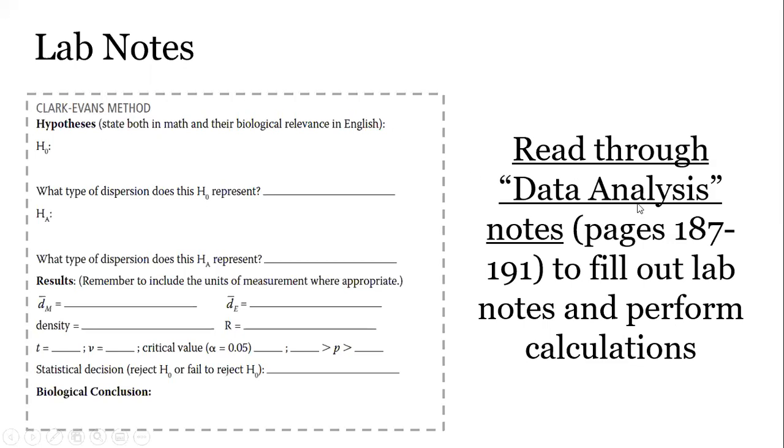So there are notes in your lab book. The data analysis notes are on these pages 187 to 191, and there are notes as well to fill out and calculations to perform. Okay, so these hypotheses are actually given to you in this PowerPoint as well as the lab. So it wants you to give a statistical conclusion as well as a biological conclusion. So mathematical conclusion, and basically what does that mean biologically?